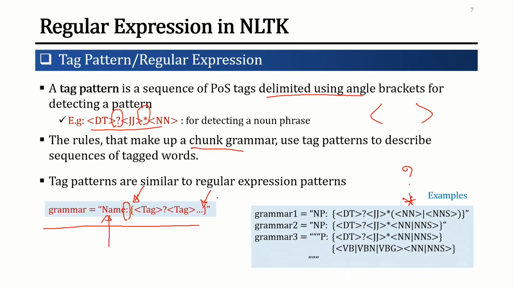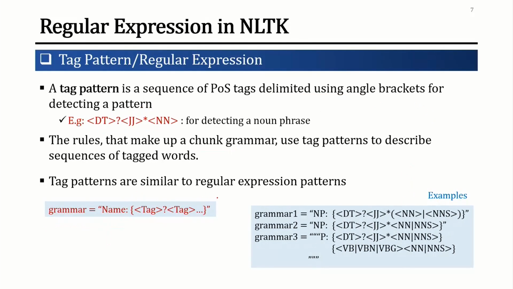So now we take a look at examples of how we can write the grammar for regular expressions. For example, in the first one, grammar 1, we have the name called NP, which represents noun phrase. In a noun phrase, the rule is that we need an optional determiner, which is this one, and it can contain any number of adjectives. So we have this one, which represents adjective, and it can be 0 or many occurrences. And last but not least, we have the nouns, which are either in singular or plural forms. In this one, we group them together using opening and closing parentheses.